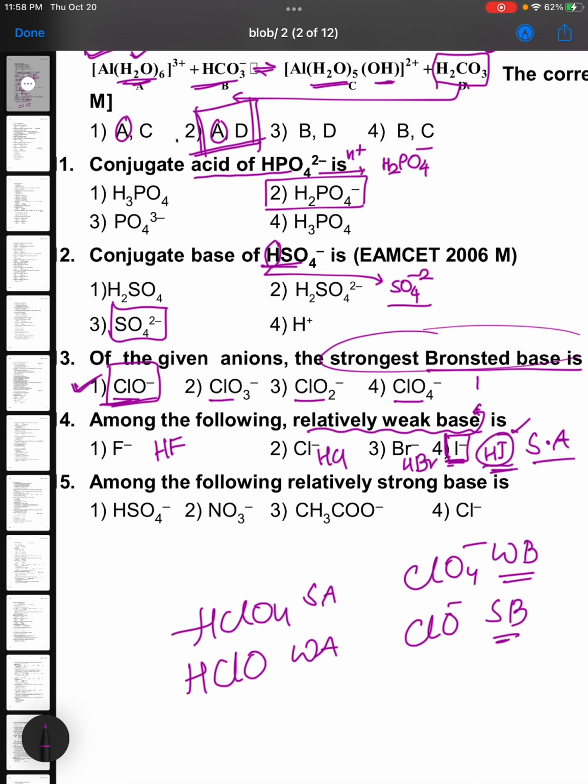Among the following, relatively strong base means it should come from a weak acid. It is coming from H2SO4, strong acid. It is coming from HNO3, strong acid. It is coming from HCl, strong acid. This is coming from acetic acid, weak acid. When acid is weak, its conjugate base is strong. So answer is CH3COO-.